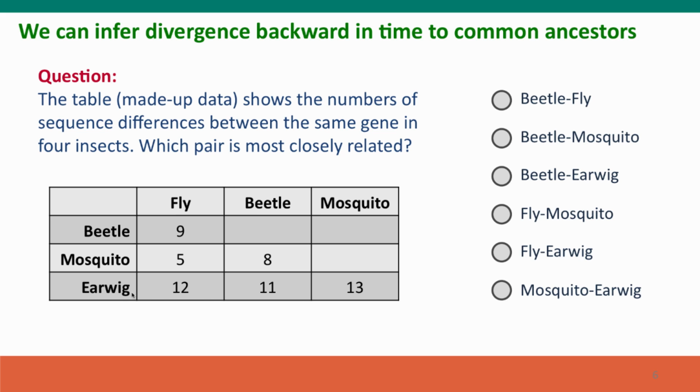Now, you might not have seen a table drawn like this before, so I'll just explain what it looks like. The number in the box is the number of differences between the organisms whose names are on the column and the row. So 9 differences between beetles and flies, 12 differences between earwigs and flies, 13 differences between earwigs and mosquitoes.